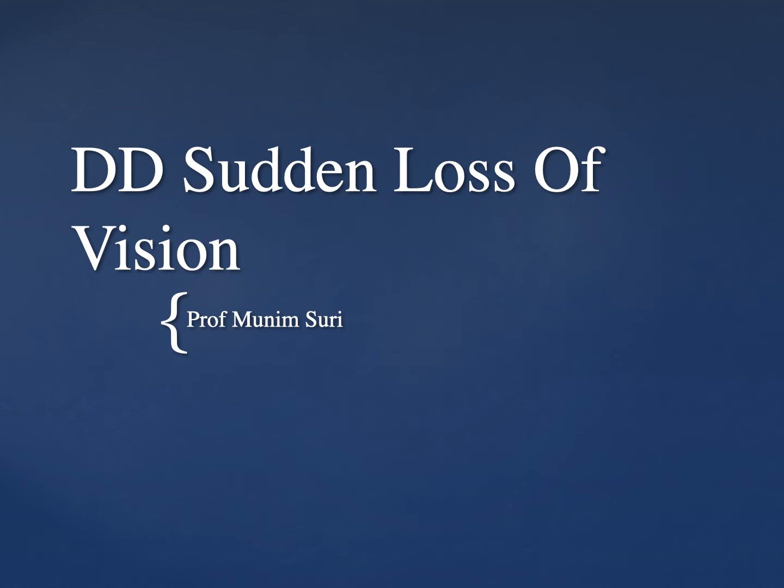optic neuropathy, there is a history. The patient is of middle to old age, with a history of cardiovascular disease, and there is a special type of anterior ischemic optic neuropathy that is due to giant cell arteritis.